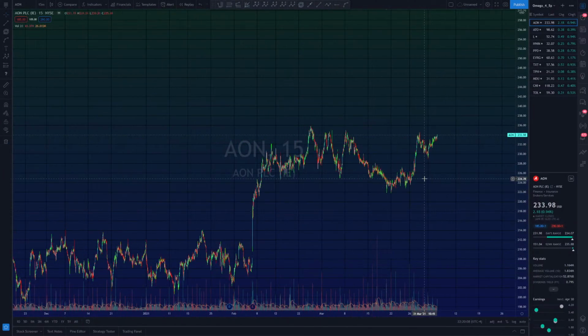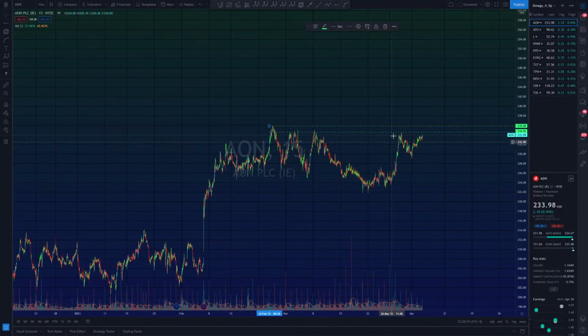AON looking real nice. So AON's got this zone right here, and if it can break out of this zone between 234 and 236, this thing could really move. It's got a cup and a handle as well, a valid one. Yeah, this looks real nice.